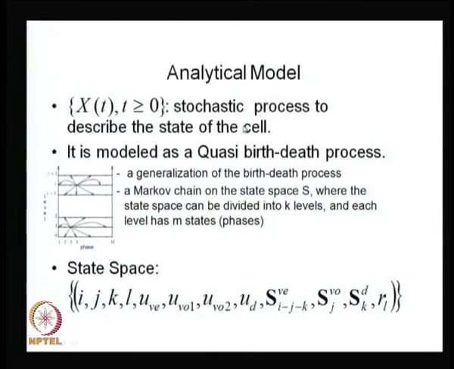Here the stochastic process is the state of the cell: the number of channels available at time t is going to be the stochastic process over time, and this will be modeled as a quasi birth death process, whereas the 2G wireless cellular networks we modeled as a birth death process. So, what is the meaning of a quasi birth death process? This is a generalization of the birth death process.